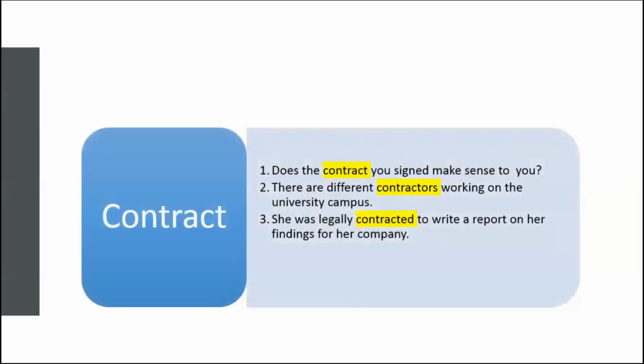The next word is contract or contract, depending on if it's a noun or a verb. So number 1, does the contract you sign make sense to you? There's the noun, stress on the con. There were different contractors working on the university campus. She was legally contracted to write a report on her findings for her company. So there is the verb form. So again, contract or contract, depending on if it is a noun or a verb form.